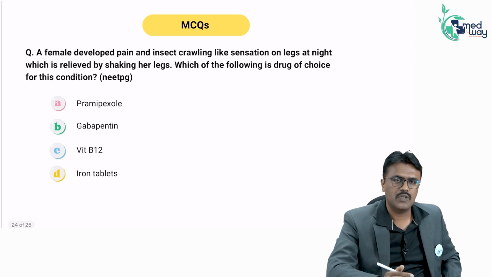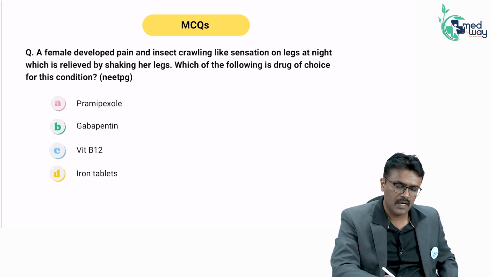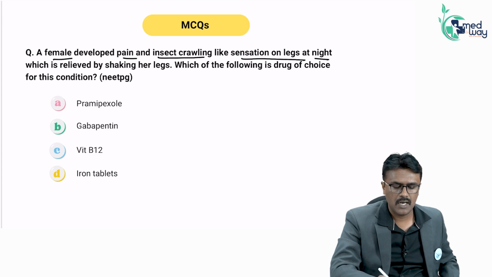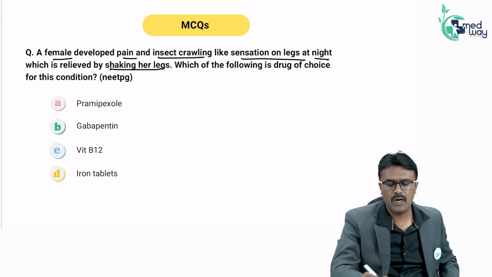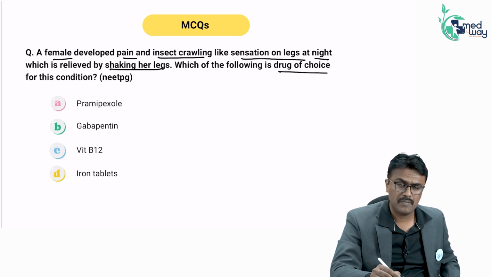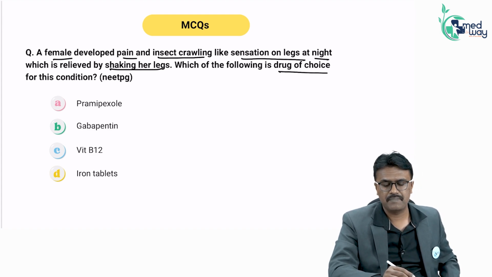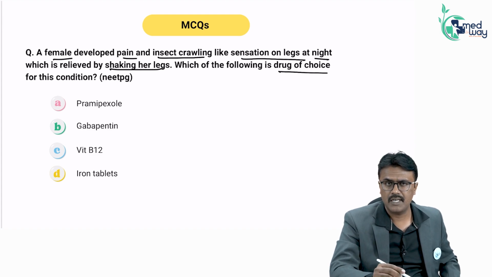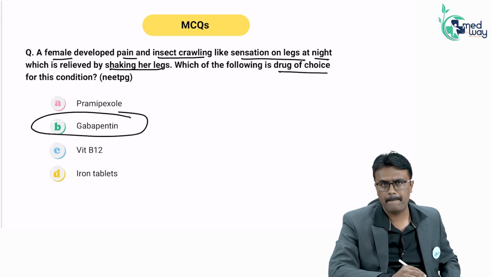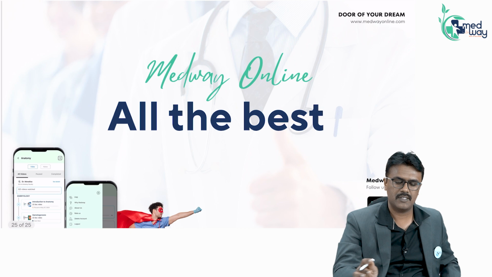Then the last question, NEET-PG. A female developed pain and insect crawling like sensation on legs at night, which is relieved by shaking her legs. What is the drug of choice here? Before I go to that, what is the problem? Pain, insect crawling like sensation at night, shaking the legs, is restless leg syndrome. Nowadays, the drug of choice is gabapentin. So that is the answer for this.